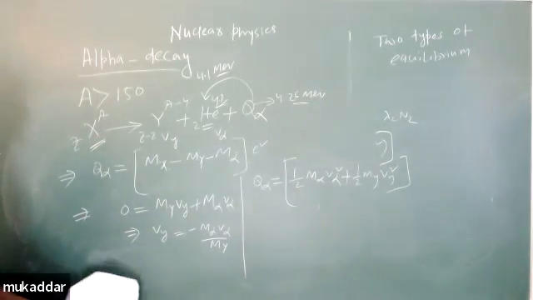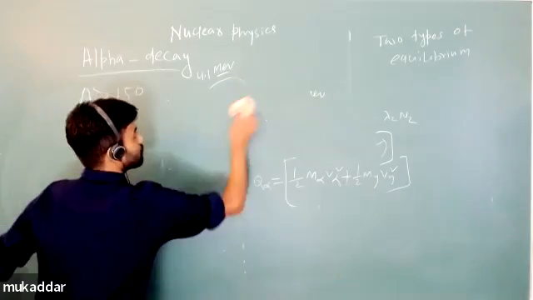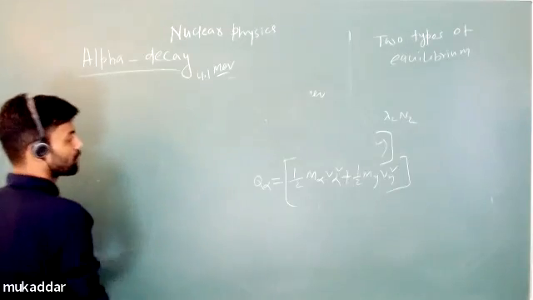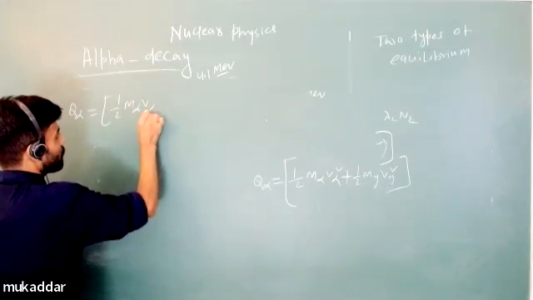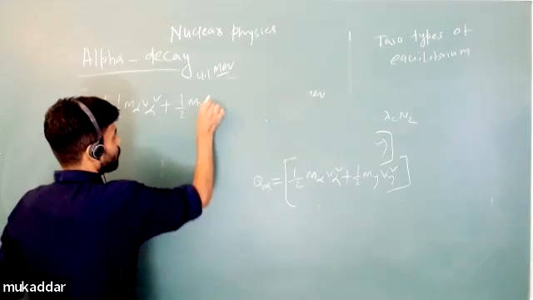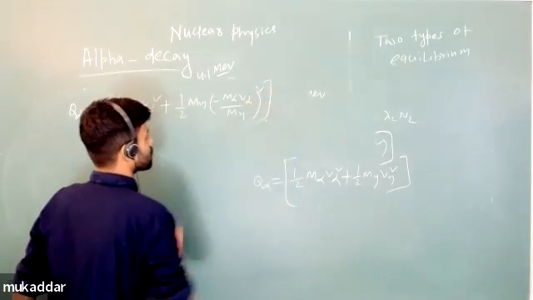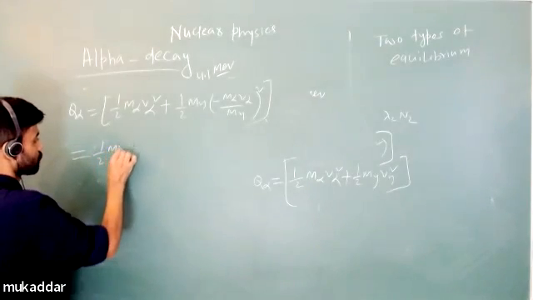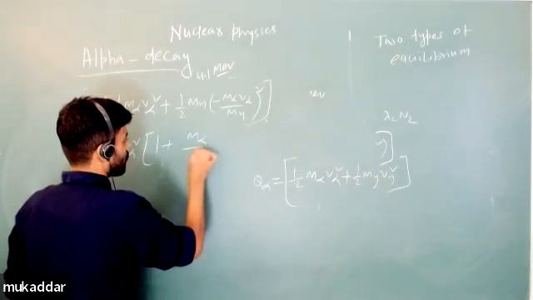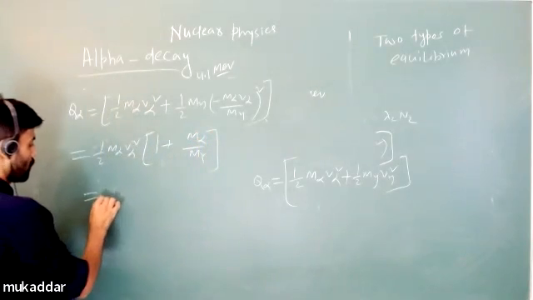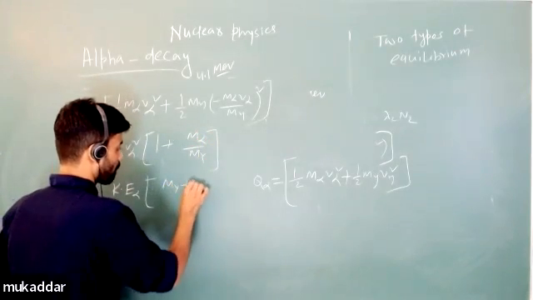Can you substitute that Vy in this equation? If you substitute it and take common, Q alpha will be half M alpha V alpha square plus half My times minus M alpha V alpha divided by My, whole square. Now we'll take half M alpha V alpha square common. If you take common, from here you will get 1 plus M alpha by My. So this is the kinetic energy of alpha particle, right? And you will have M alpha plus My, and also you will have My.